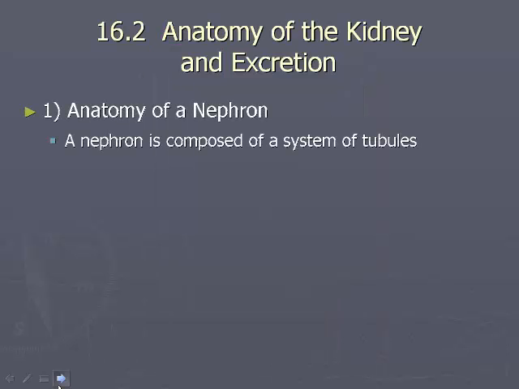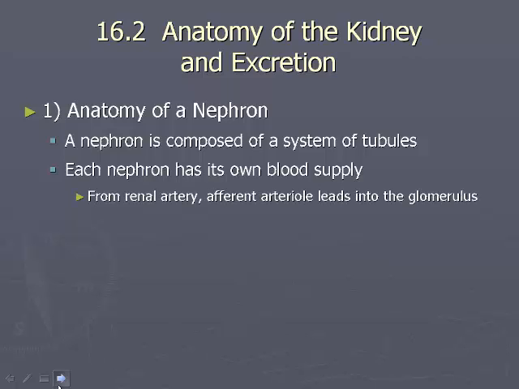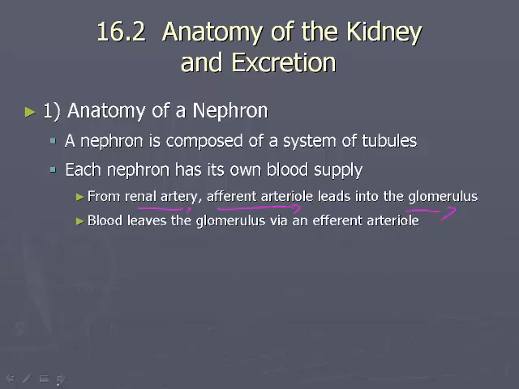So first of all, in terms of its anatomy, it's composed of a system of tubules. Each nephron has its own blood supply. As you can see, the afferent arterioles are taking it directly to and from that nephron. And like we just said here, it goes to the renal artery, into an afferent arteriole, to the glomerulus, and then it leaves the glomerulus and leaves by way of the efferent arteriole. In case you're wanting to remember which one comes first, A comes before E, so the afferent starts, efferent exits.